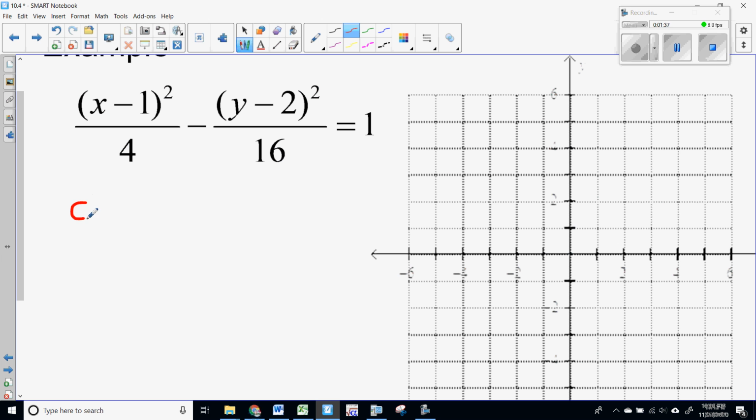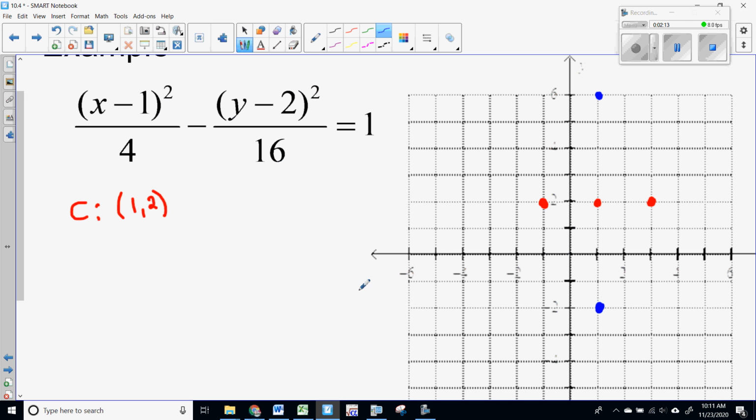So first off, our center, just like before with an ellipse, is (1, 2). That is no difference. You look at the number underneath the x, which is 4, so the square root of that is 2. So in the x direction, you go left 2 and right 2. Underneath the y is 16, so you go up 4 and you go down 4. All of that is exactly like an ellipse.